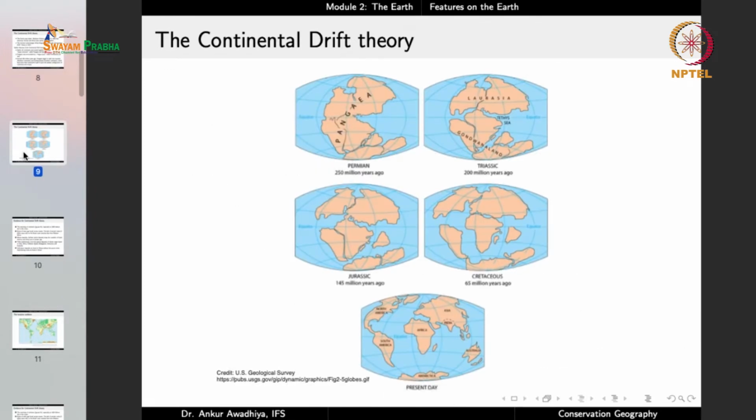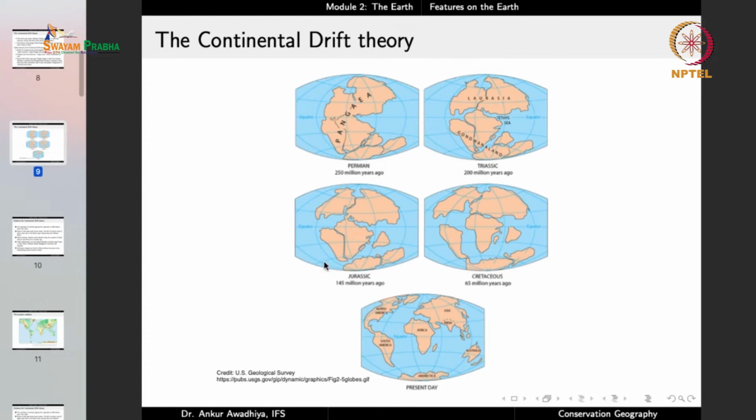So essentially this is what Wegener proposed, that a long time back we have Pangaea, with all the continents joined together. Here you can make out that we have South America, Africa, North America, Europe, and so on. Then later on there was a split, and in the Triassic era, around 200 million years ago, it divided into two parts. So we have Laurasia, which is the northern continent, and Gondwana land, which is the southern continent.